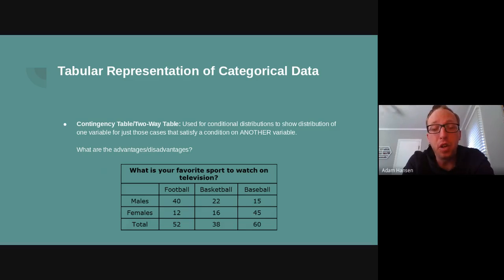One disadvantage of a contingency table is it doesn't take into account any other variables that might have an impact on gender versus favorite sports. What about geographic distribution? Might be interesting to see where these males and females were from. You know, baseball might be more popular in certain parts of the country than others. Same with basketball or football. That could also skew or misrepresent our data.